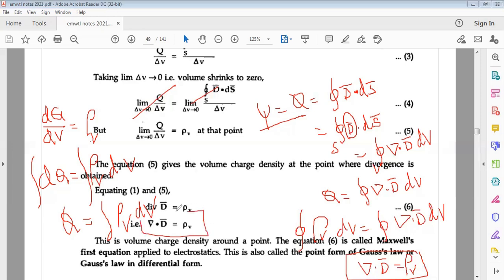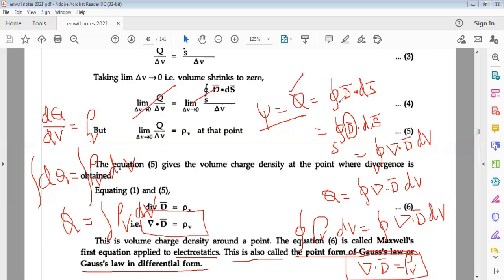What they derived here is the same thing. Del dot D bar is equal to rho v. This is the volume charge density around a point. This equation, called Maxwell's first equation, is applied to electrostatics. This is also called the point form of Gauss law, or Gauss law in differential form. It's a point form we are calling it.